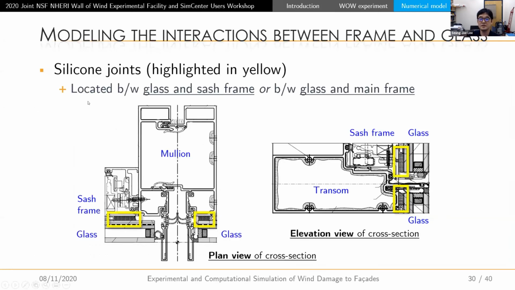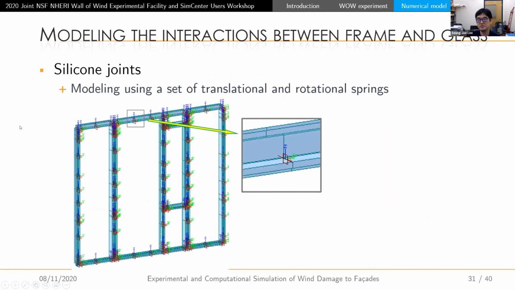And the silicone joints are joining the frames and the glass. So those are located between the main frame and glass, and the chassis frame and glass. Likewise, this is the elevation view. So the main frame, the transom, is a horizontal member of the main frame, and then the glass, like that. So we also modeled this silicone joint using the same strategy.